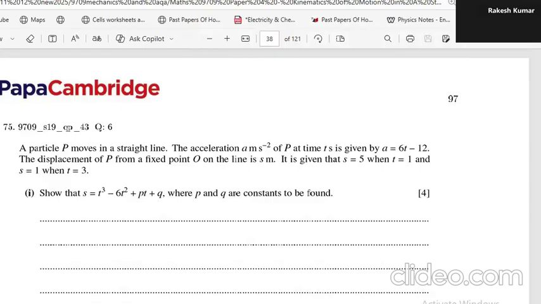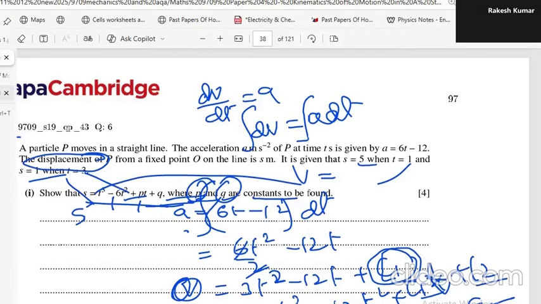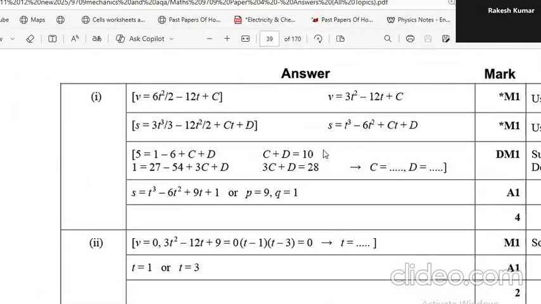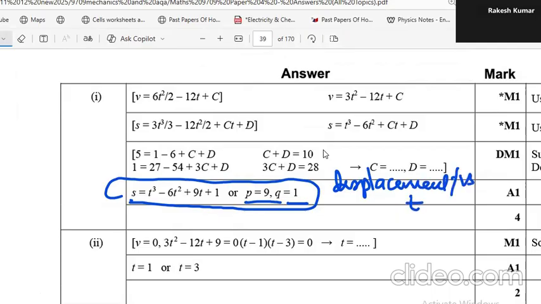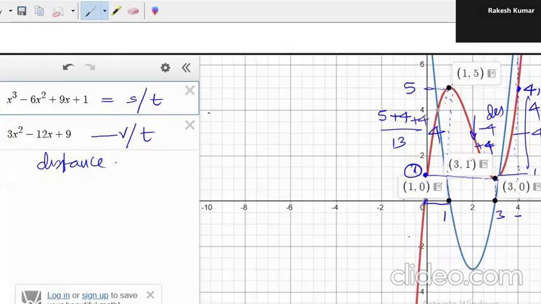We have to find P and Q, and we find P and Q. These are P and Q. P is this much. By integrating, P is this and this. Okay, this is the displacement. This is displacement, this thing versus time relation, and the graph is this. Okay, the graph is this.